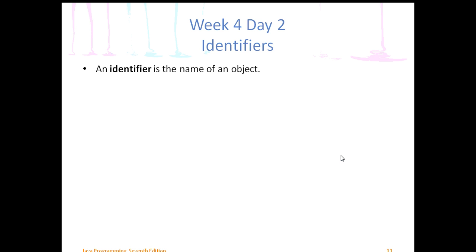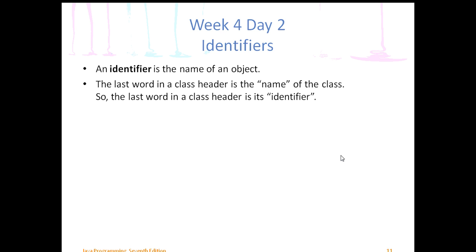So an identifier simply is just the name of an object. The last word, for instance, this is just an example, in a class header is the name of the class, which we've already talked about. So the last word in a class header is really its identifier. It's just another word, it's a synonym for the word name.